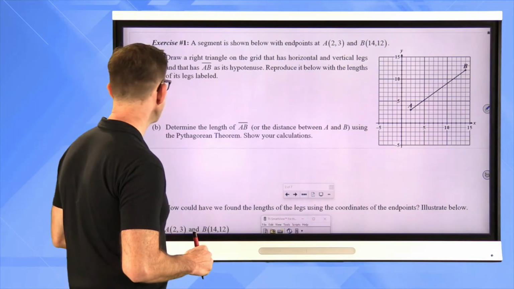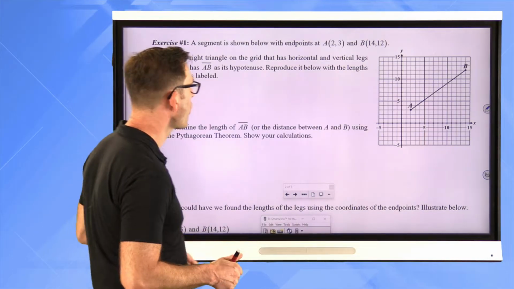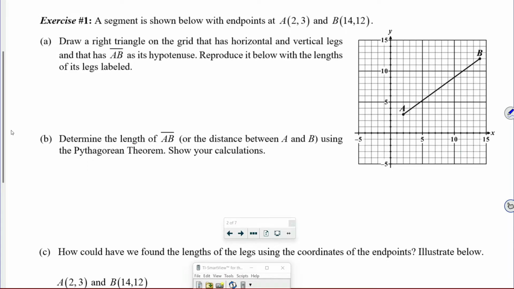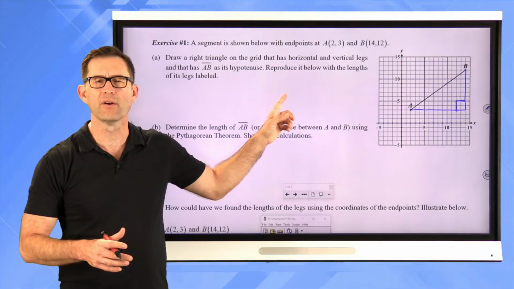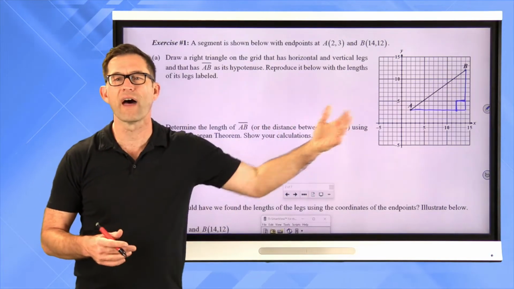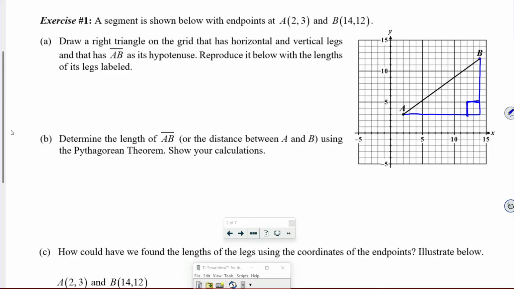The idea here is that any line segment in the coordinate plane that's slanted can become the hypotenuse of a right triangle by just drawing in a vertical and a horizontal leg. Let me draw in that right angle symbol just like that. Now, I would like to reproduce that right here just so that I can get a better picture of that right triangle. So what does that look like? It looks something like this, with this point being A and this point being B.